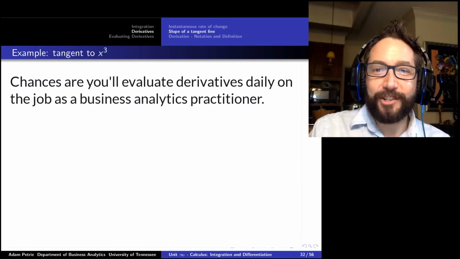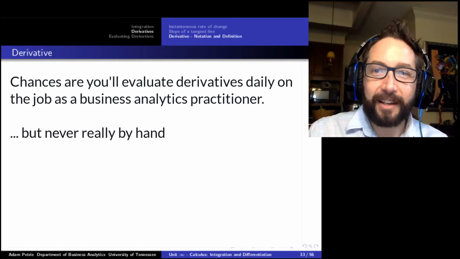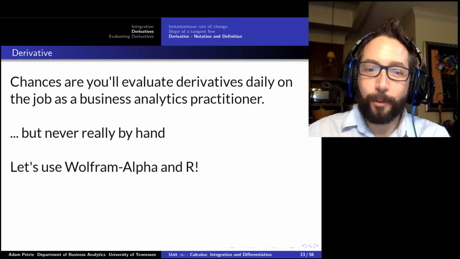The nice thing is, though, we don't have to worry about going through the motions and manually calculating what the derivative is, taking this limit, because software exists to do this for us.